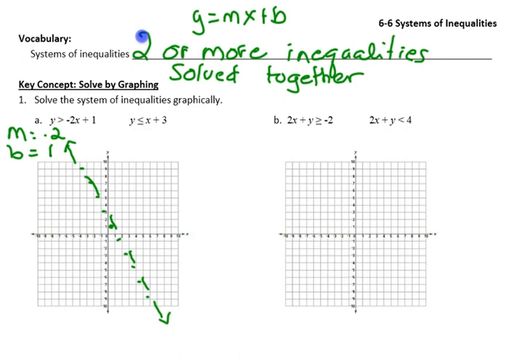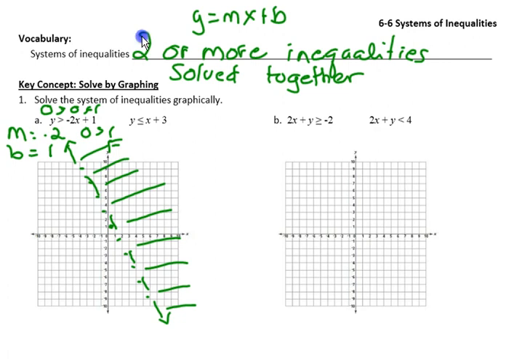This is also where I have to do the test point to see which side I shade. So if I fill in 0, 0 is greater than 0 plus 1. 0 is not greater than 1. That's false, which means 0 is not one of the solutions. The solutions would be on the other side of the line, so we would shade there.